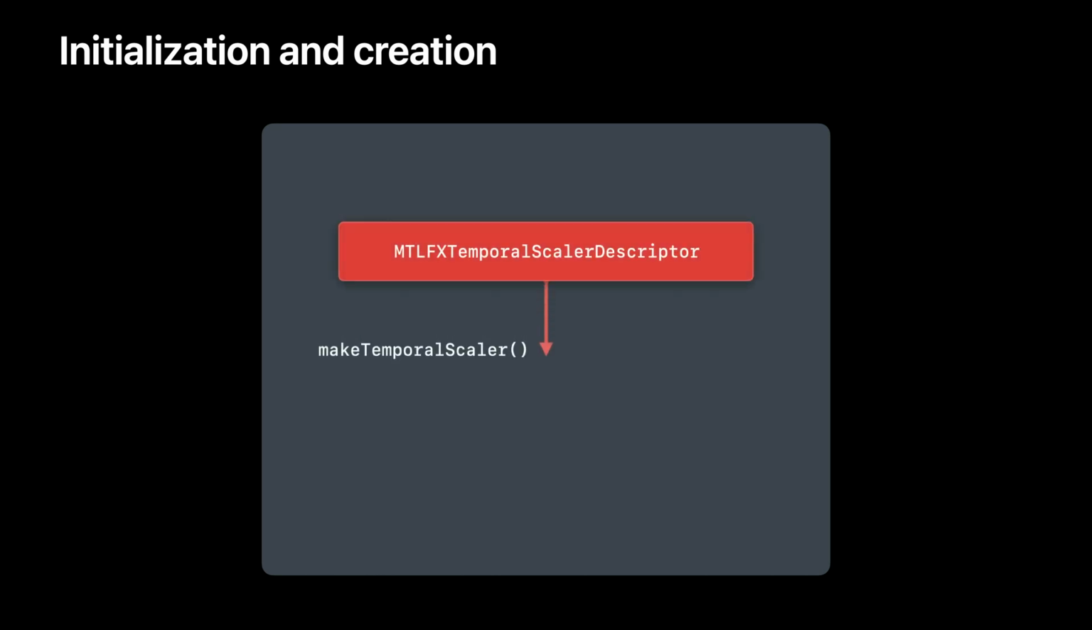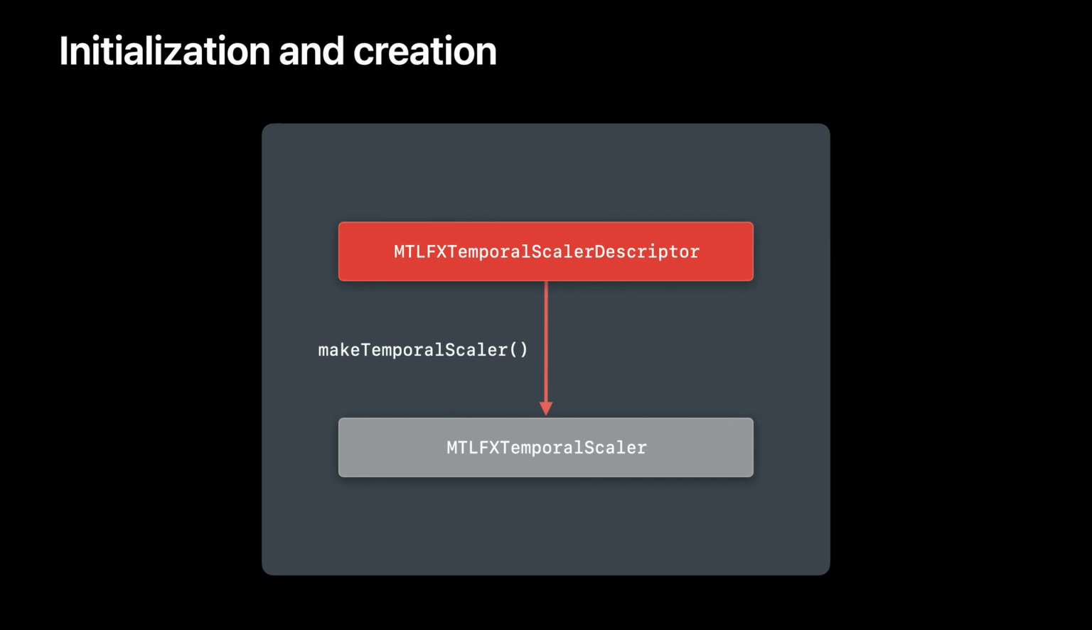Just as with spatial scaler, creating a new temporal scaler is expensive and should only be done when your application first starts or when a display switches resolutions. First, you'll need to allocate and fill in a MTLFX temporal scaler descriptor. Then call the makeTemporalScaler method to create the scaler object.